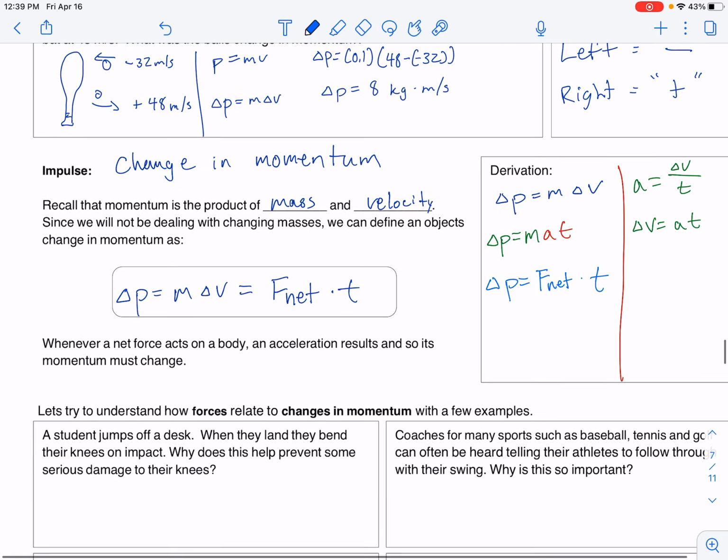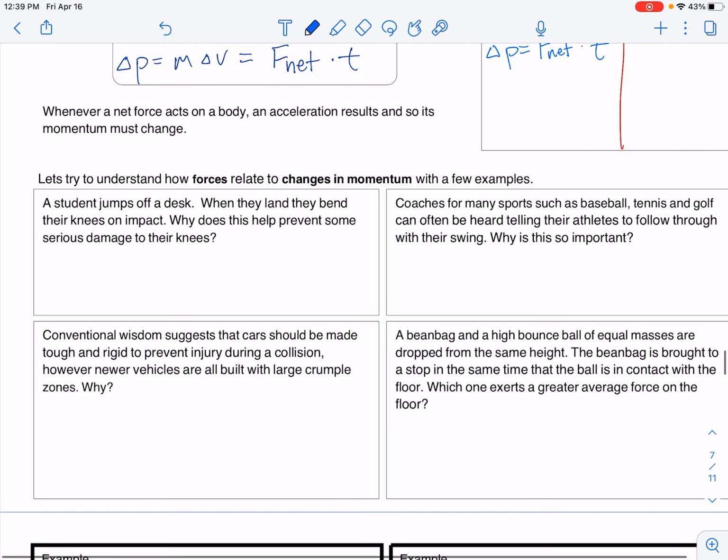For this first one, someone jumps off a desk. When they land, they bend their knees on impact. First off, you want to think about why. Why do you bend your knees? Why don't you keep your legs straight? Again, one reason why is you don't want to break your knees. We want to make sure you're not breaking your legs. So you want to extend that time of impact.